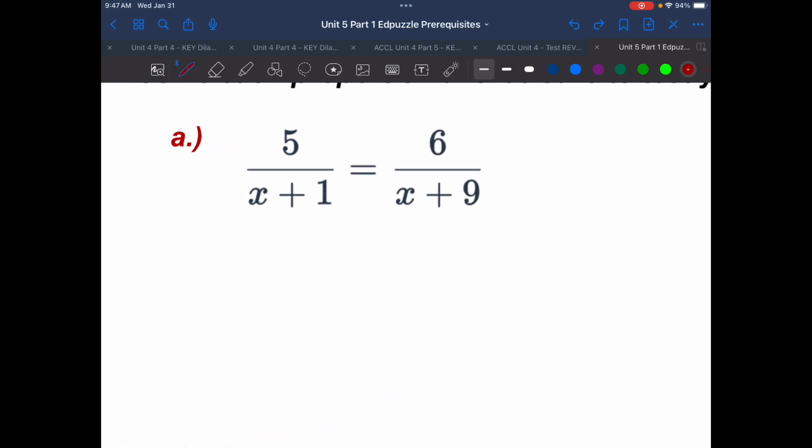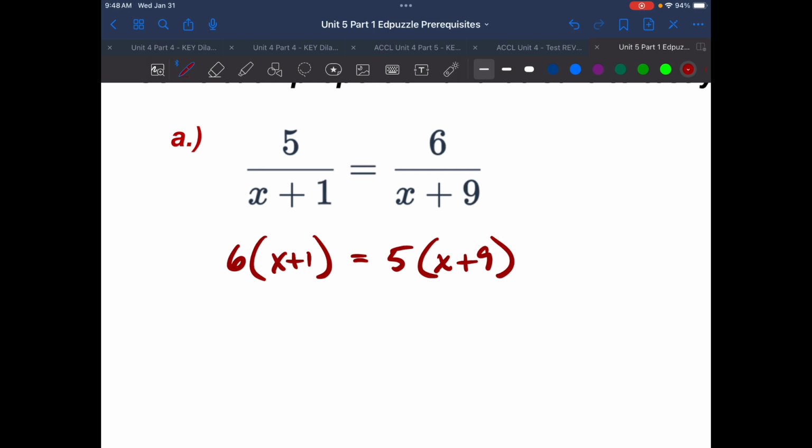So first and foremost, we solve proportions by cross multiplying, but I need you guys to get in good habits now. I'm going to take x plus 1 times 6, but here's how we're going to write it. I'm going to write it as 6 times x plus 1. Now, the reason why I'm doing this is to remind me that it's 6 times both things. It's going to remind me to distribute. All right? The same thing happens on the other side. I have to do 5 times x plus 9.